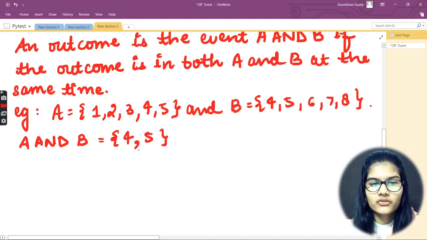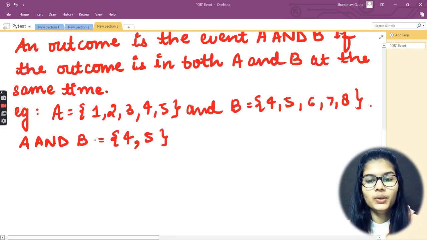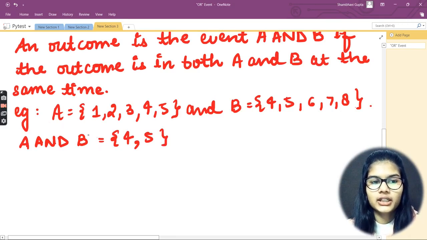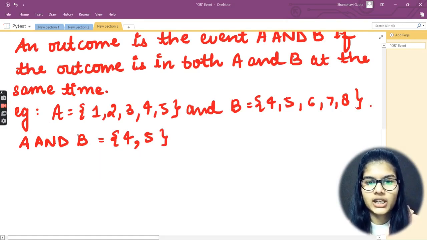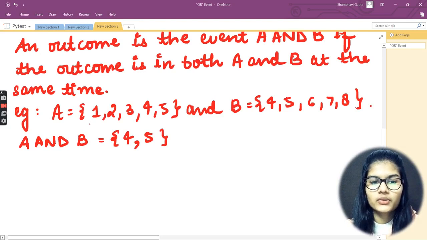So I did mention 4 and 5 in A and B. This is how you use the AND event. Whenever you have to find the AND event, whatever common outcomes you have in both of the events, that common event will be your answer.